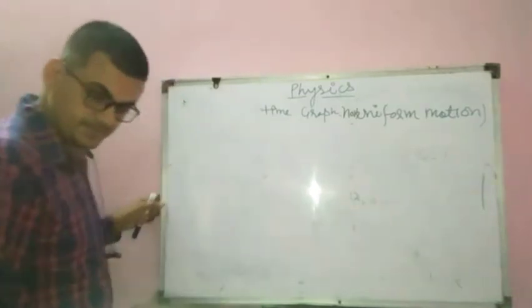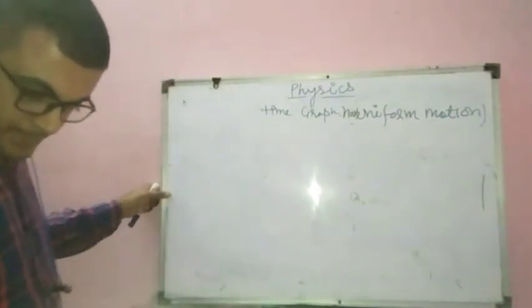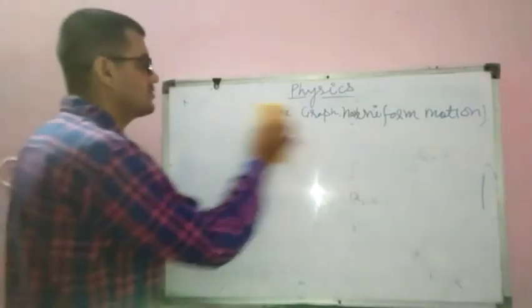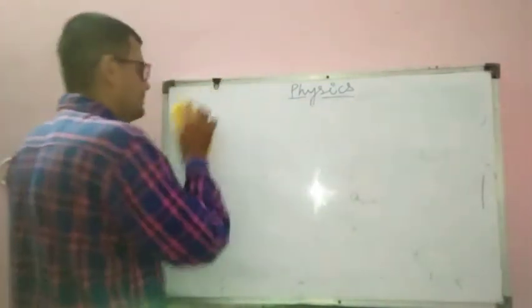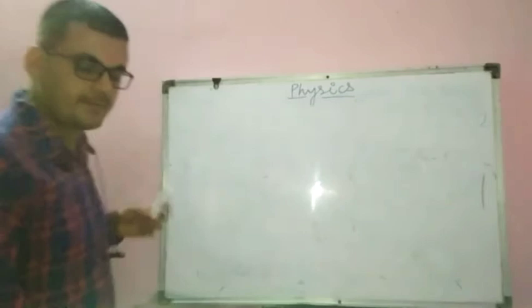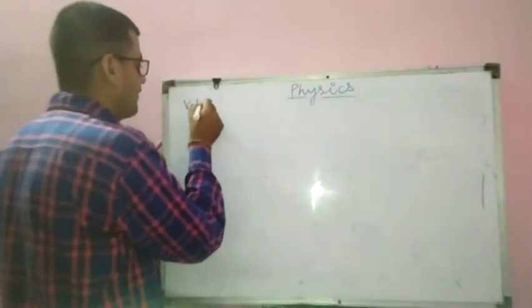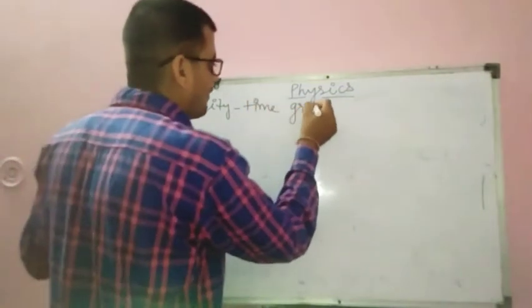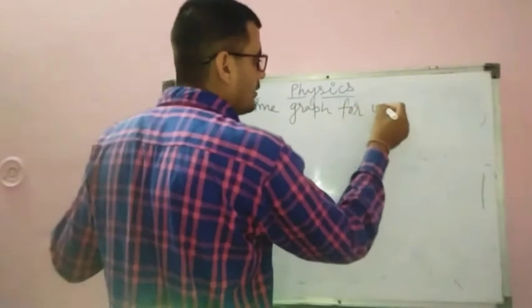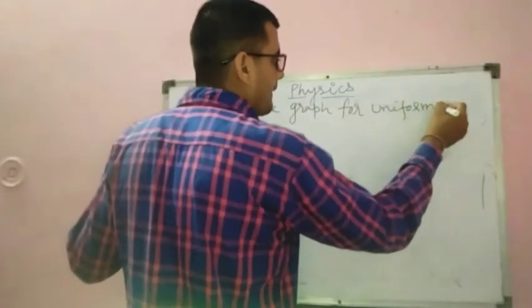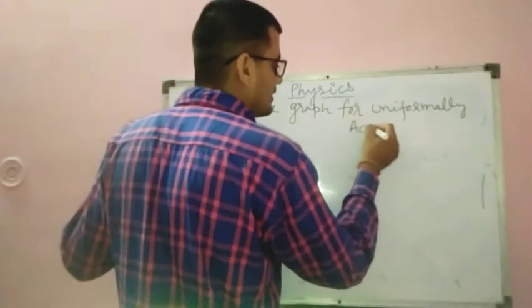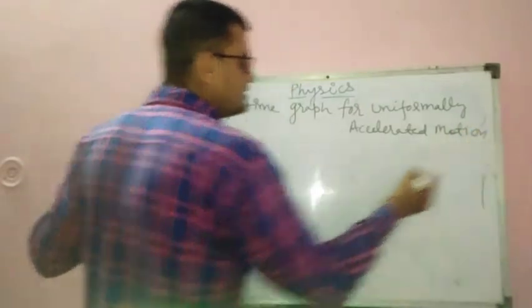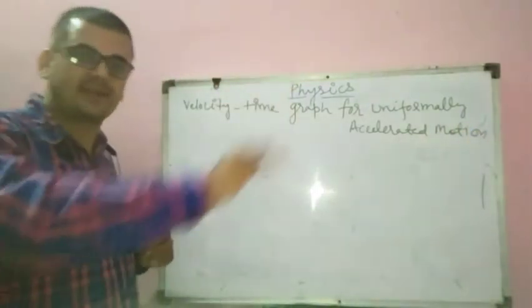Now the next one is the velocity-time graph for uniformly accelerated motion. This one is important. Now students, note that it is not uniform, it is uniformly accelerated.